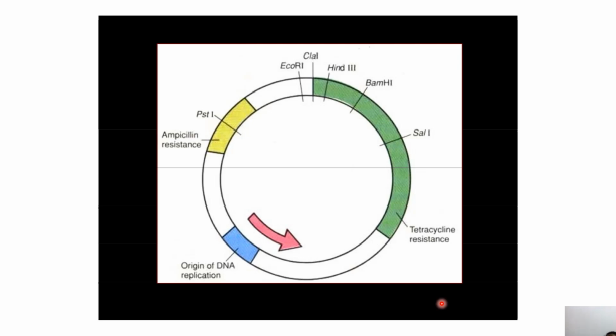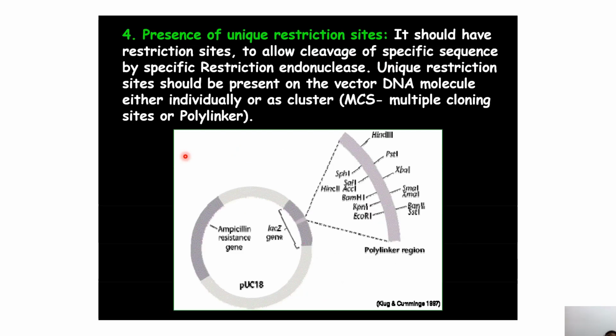This is the sequence of a plasmid schematic. So you can see this is the ORI, the tetracycline resistance, which is basically the selectable marker, the multiple cloning site, the different enzyme restriction sites, and we have the ampicillin resistance as well.